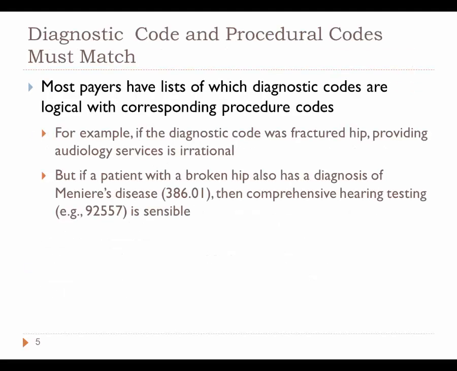The combination of a diagnostic code, or ICD-9-CM code, with a procedural code, or CPT code, must be logical. Most payers have lists of which diagnostic codes make sense with which procedure codes. For example, if the diagnostic code was fractured hip, providing audiology services doesn't make much sense. But if the patient with a broken hip also has a diagnosis of Meniere's disease, or ICD-9 386.01, then comprehensive hearing testing, such as 92557, is logical.